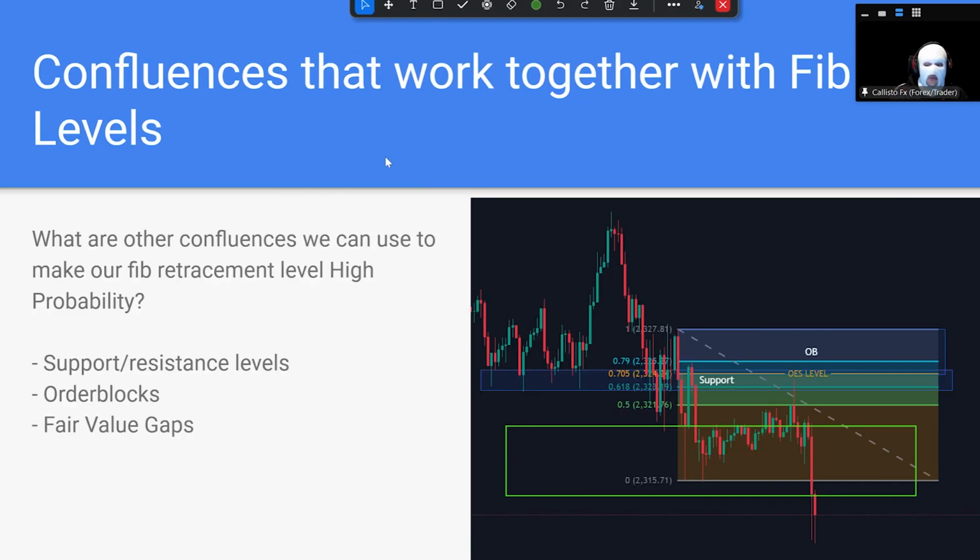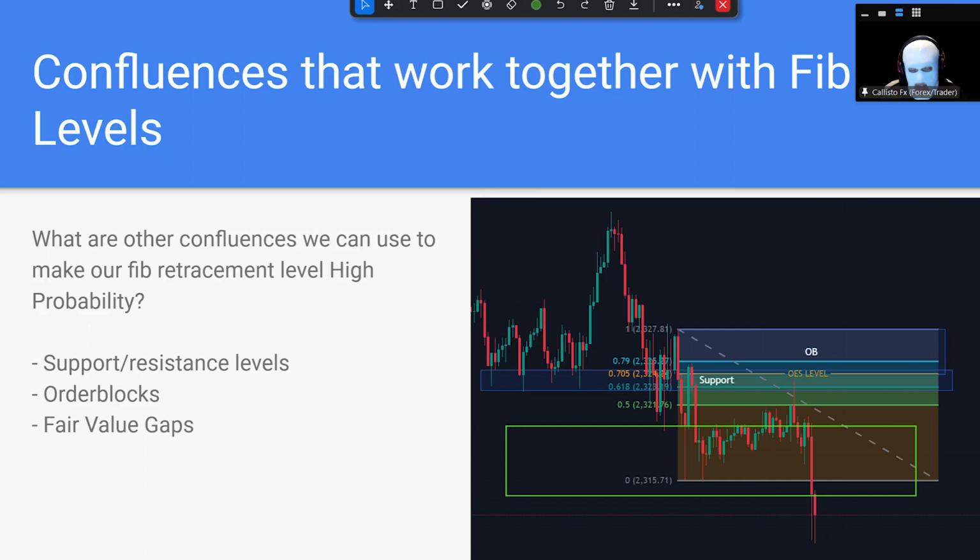What are some confluences that actually work together with a Fibonacci level? Normally, you guys may think, okay, Fibonacci levels are cool, I can use them to take retracements and take potential pullbacks to enter a potential re-entry trade. Okay, but I want to warn you that you shouldn't use them without other confluences.